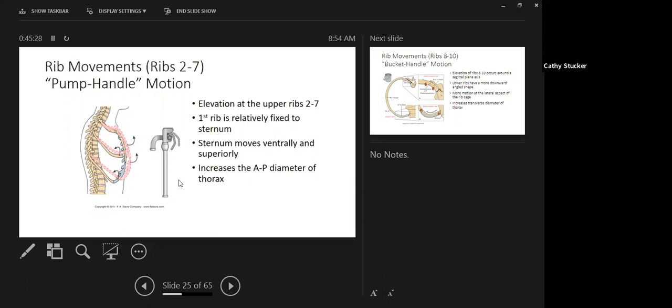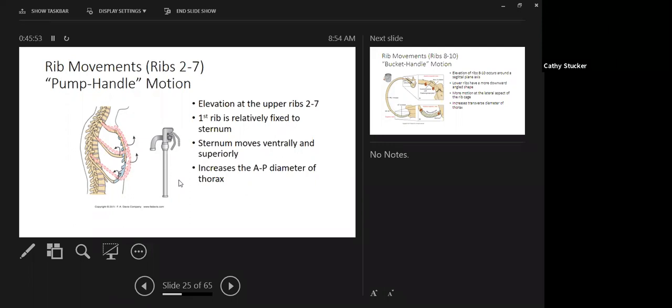So from our perspective, the rib movements 2 through 7, which are your upper ribs. Why don't I have 1 in there? Why isn't 1 included as a rib movement? Does it move? Right, it's kind of bound down by the clavicles, very tight capsular joints at the spine. It doesn't move a whole lot.